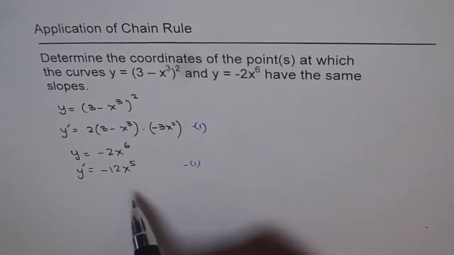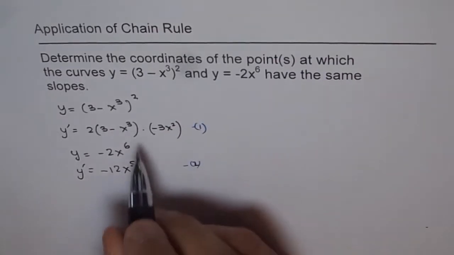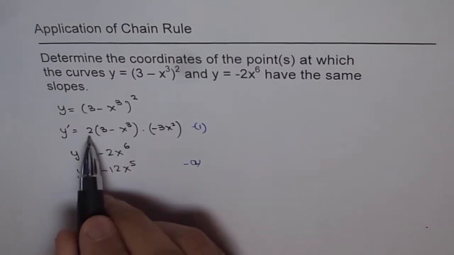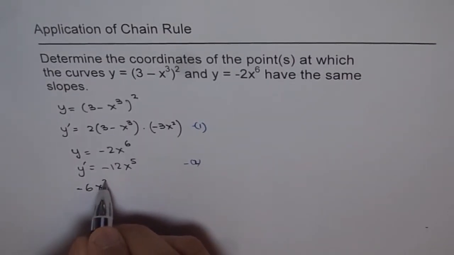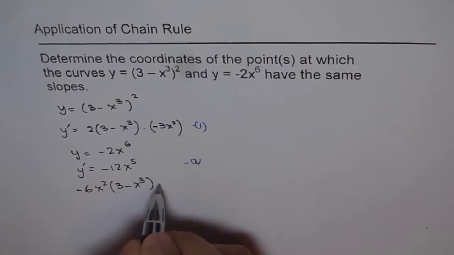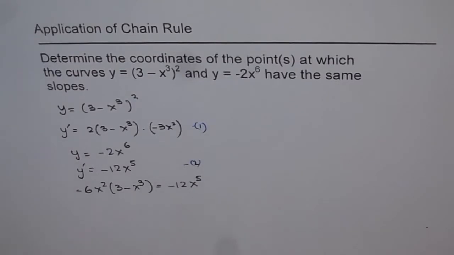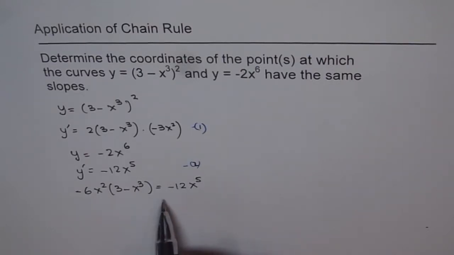So that curve will have this slope. Now since we have the same slopes, 1 and 2 should be the same, right? So we'll equate them. So we get, from 1, minus 3 times 2 is minus 6x squared. So let me rewrite this: minus 6x squared times (3 minus x cubed) equals minus 12x to the power of 5. I've seen in test papers that at this stage many students will cancel out x squared and then solve further. If you cancel out at this stage, then you are actually cancelling out one of the common points. That will be a huge mistake, so don't ever do that.